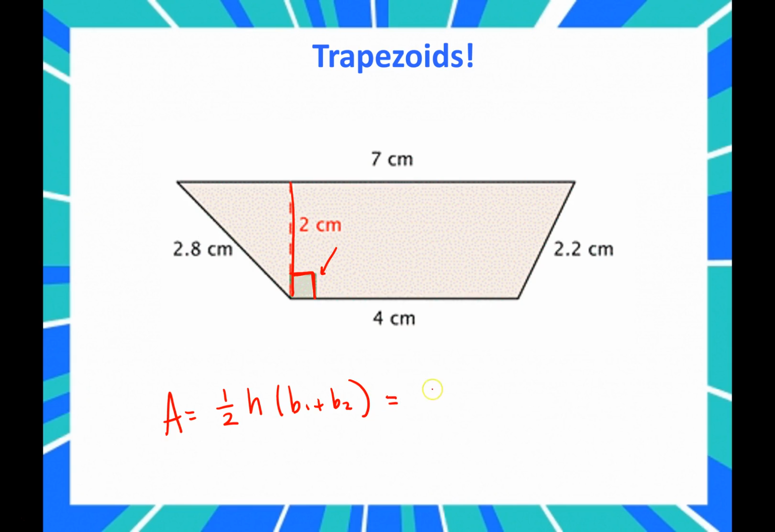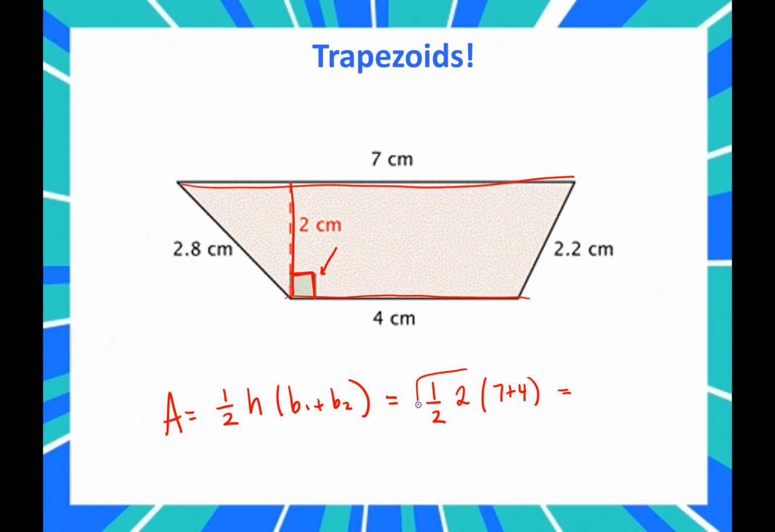So our area here is going to be 1/2 of our height. In this case, our height is 2. It's that distance between the two bases that creates a perpendicular. And I'm going to add up my two bases. Well, my bases are the two values touching the height. In this case, a 7 plus a 4.